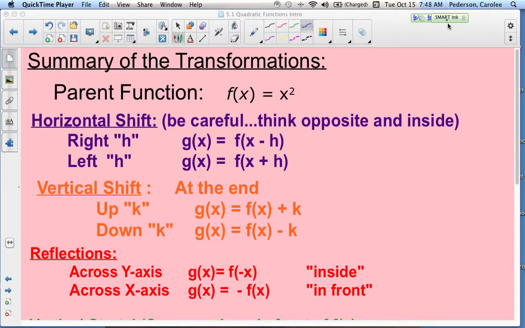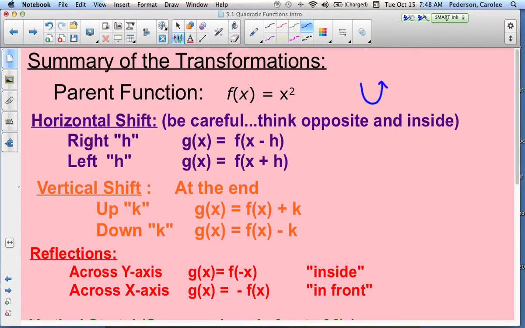If you remember, the shape of that graph is a U, which we call a parabola. Now we're going to introduce these transformations. The first transformation is if you have an f of x, x minus h, so it's inside the function, something like y equals x minus 5 squared. What that does is it moves that graph to the right 5 units. So that would be the description, right 5 units.